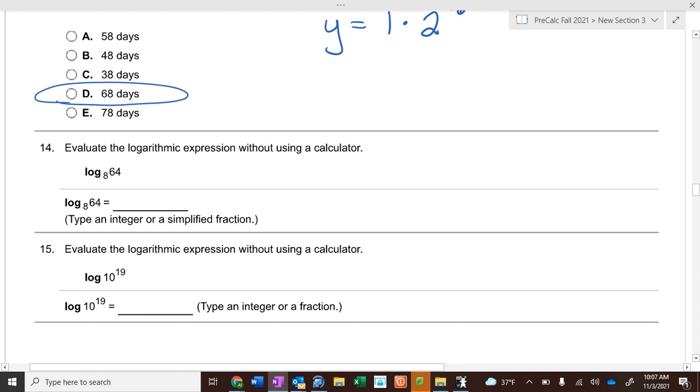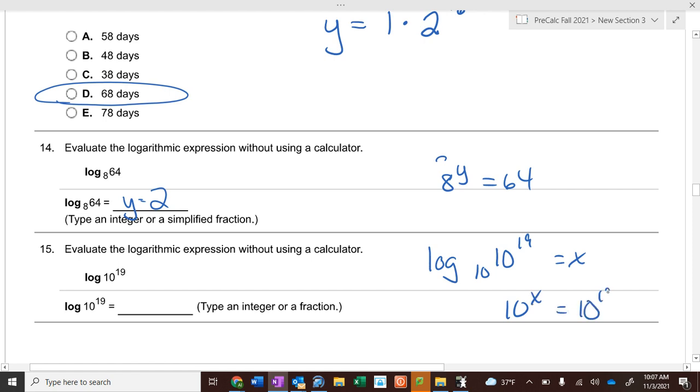All right, now we're to the easy log ones. The log base 8 of 64 equals y. So 8 to the y equals 64. Okay? What would y have to be? 2. The log of 10 to the 19. What's the base of a common logarithm? 10. So 10 to the x equals 10 to the 19th. What is x? 19. See that, Shanty?